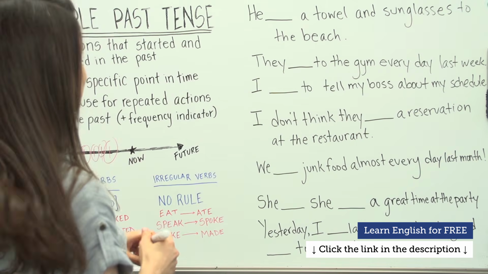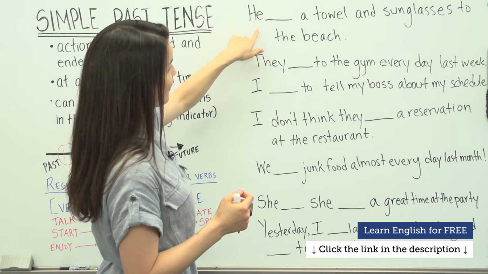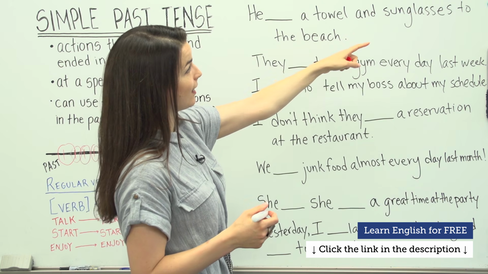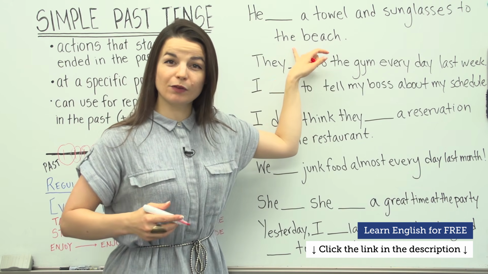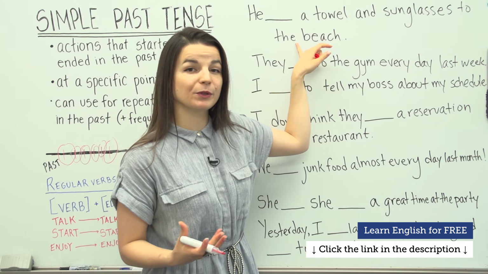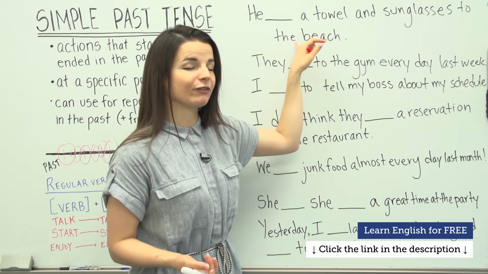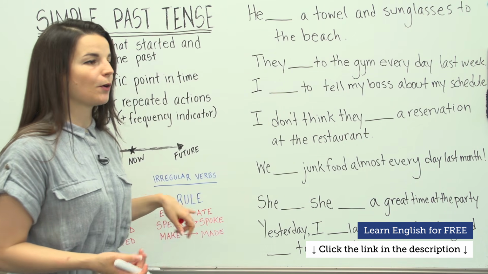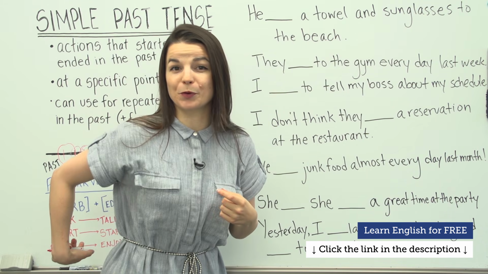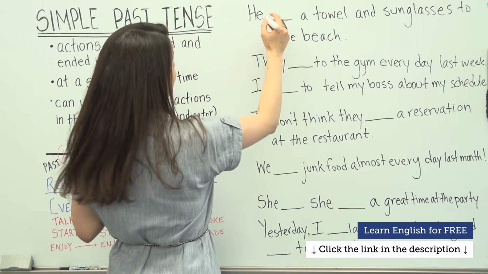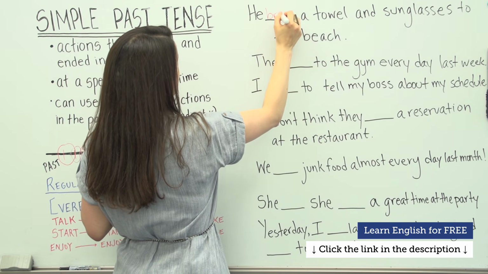So now we've talked about simple past tense irregular and regular verbs. Let's try to use them to make some sentences. I prepared a few example sentences, so let's take a look. Okay. First sentence, he something something, a towel and sunglasses to the beach. So the verb here is bring. I want to use the verb bring. Bring, however, is an irregular verb, so I can't use the ed rule for regular verbs. The correct conjugation is brought.